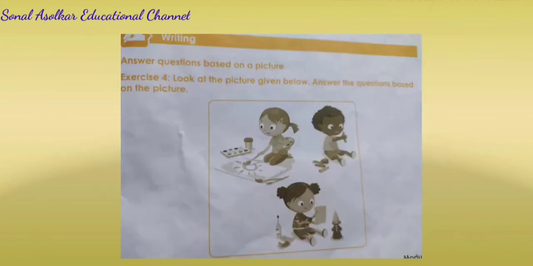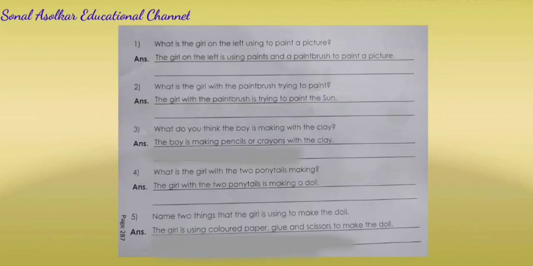Then the next part is on writing. Answer questions based on a picture. Exercise 4. Look at the picture given below. Answer the questions based on the picture. Question number 1. What is the girl on the left using to paint a picture? Answer. The girl on the left is using pens and a paintbrush to paint a picture.